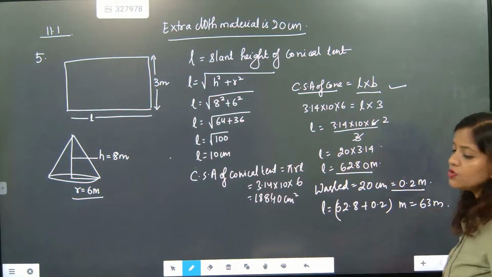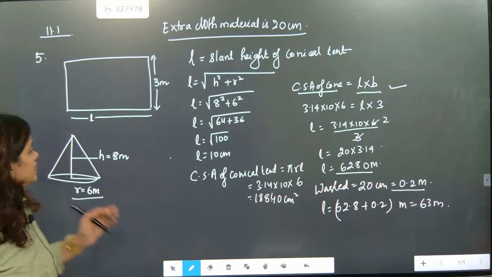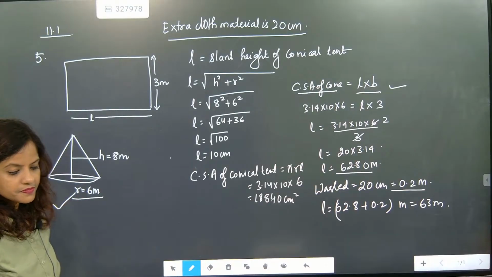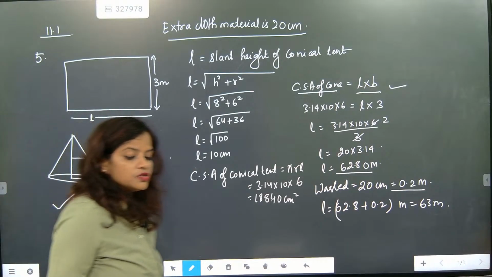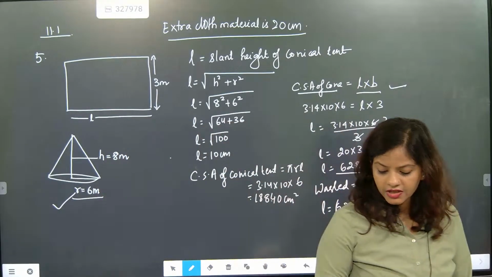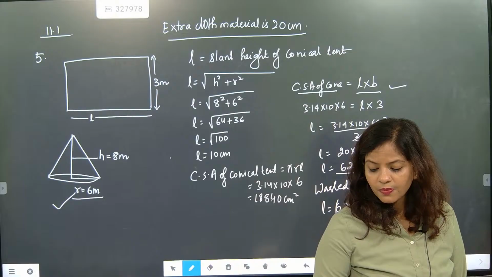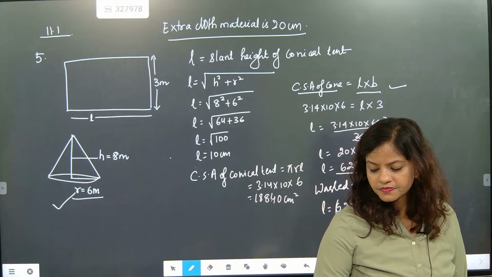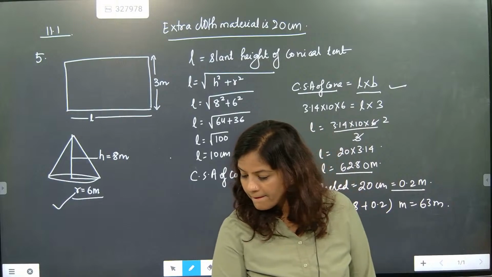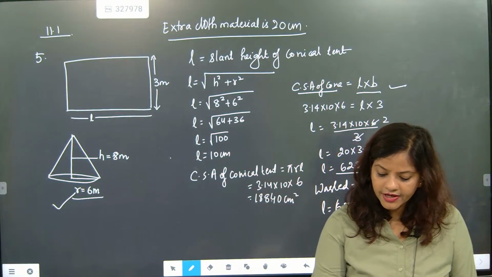Why 0.2, beta? Because length into width is equal to the cone part. Understood? Once we are writing length into width for the cone section, that part is exactly going to be this section. So now please check this one out. Kanishk, are you there in the group? Yes, 63 is going to be the answer, beta. That's absolutely correct.